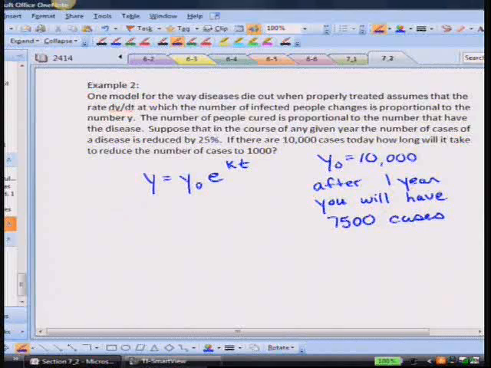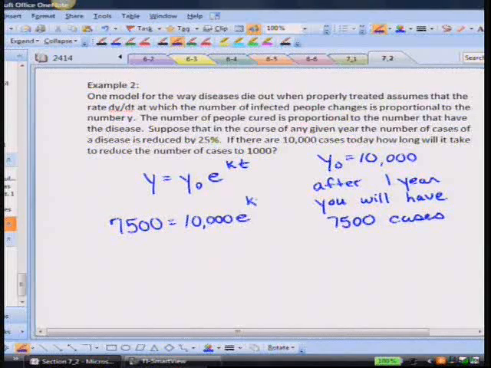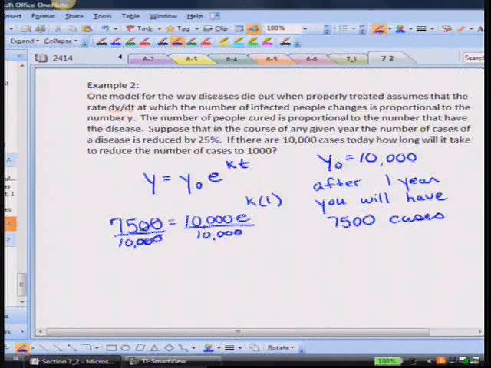So if I plug 7,500 in for y and 10,000 in for the initial amount, I don't know what k is, but I will be able to find it because these two numbers are true when t is equal to 1. Does that make sense? So now I only have one thing that I don't know. All right, so I will solve this for k. And let's see, that's 3/4, right?